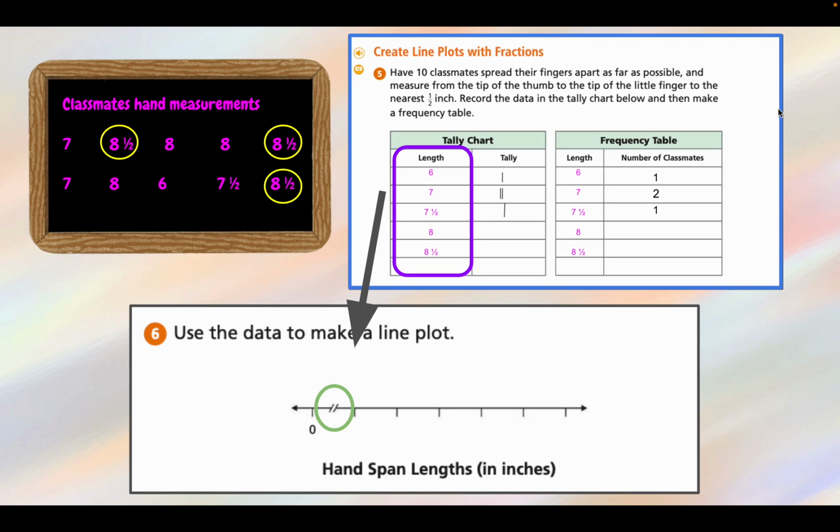So looking at the numbers that we have, number 6, 7, 7.5, 8, and 8.5, we are going to number our line plot. So here's the numbers I chose. And the reason, I know we don't have a 6.5, but I put a 6.5 in there because then when you're counting, it makes sense. So we have a 0, we have a break in our number, we have a 6, and then 6.5, 7, 7.5, 8, 8.5. So go ahead and number your line plot at the bottom.